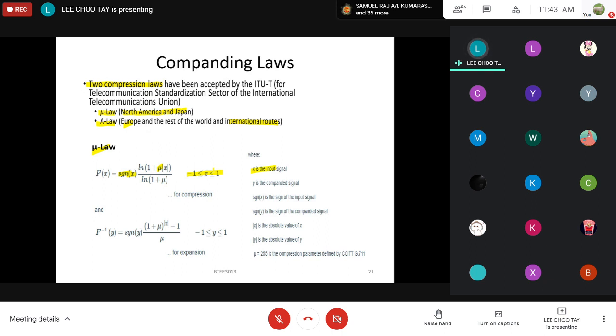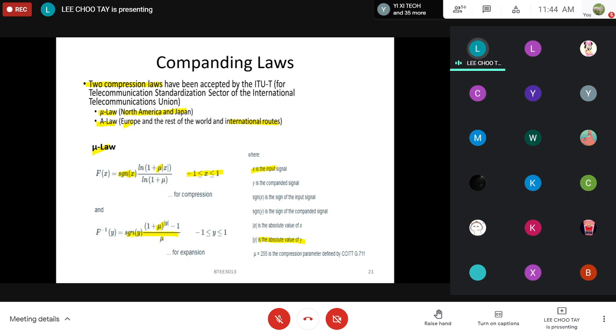And then for recovery, you have to follow this equation. Whatever you have compressed, you take one plus mu, using the same mu value that you used in the compression. So for expansion, you use the same mu value here: one plus mu to the power of the magnitude of y, where we take the absolute value of y. What is y? Y is the signal that you receive. Then minus one, divided by mu.